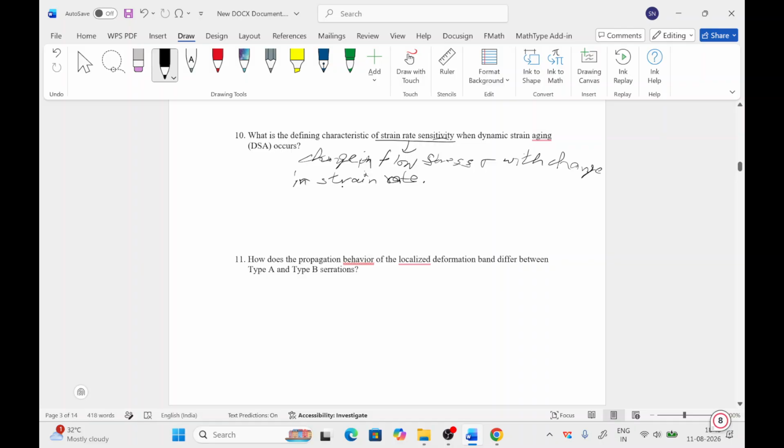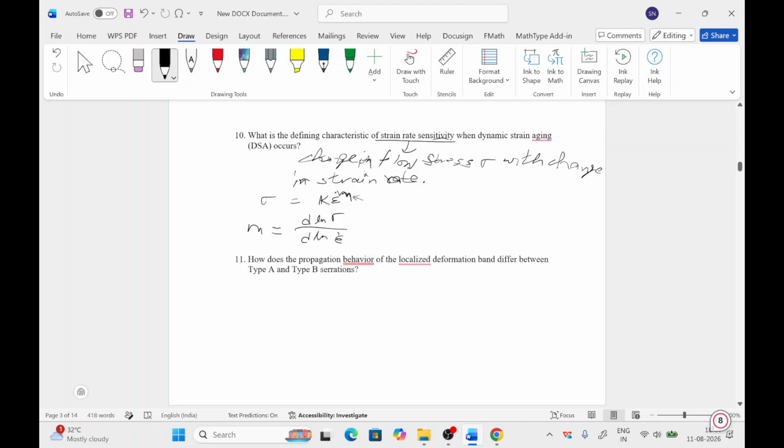So in dynamic strain aging, this can be written as sigma equals K epsilon dot raised to power M. The M is the strain rate sensitivity parameter. It can be written as M equals d of ln sigma divided by d of ln strain rate.